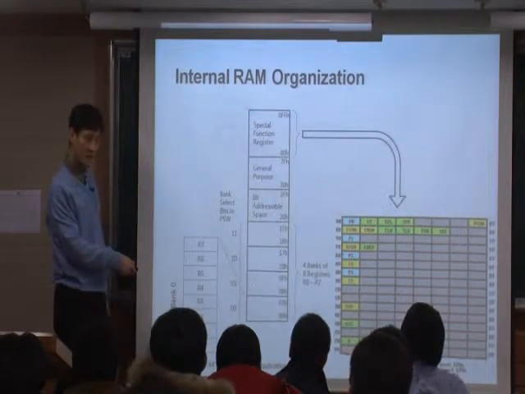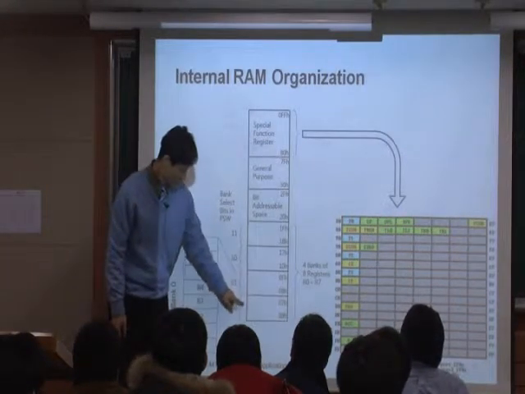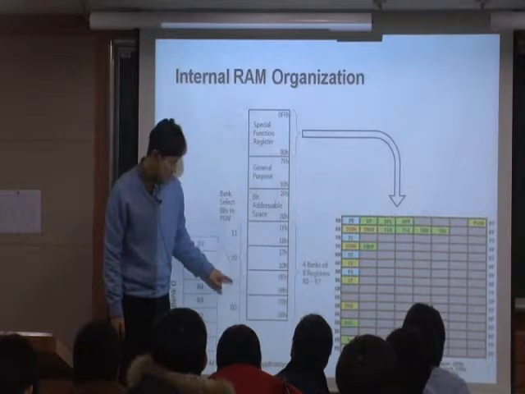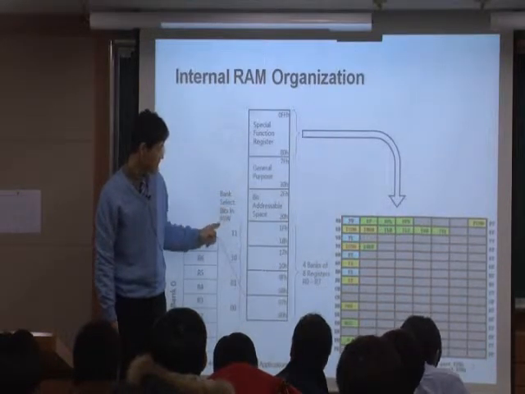Each one is a different bank. So right here, you see the 2 bits, right? Bank 0 is like a 0, 0. Bank 1, 0, 1, right? Here, see, bank select bits in PSW.